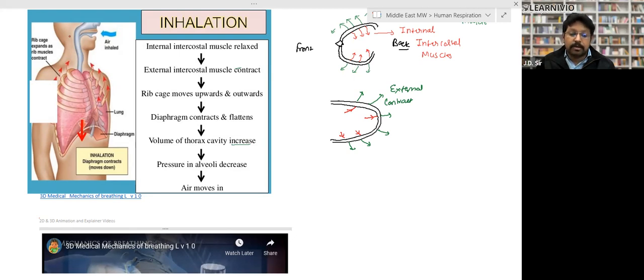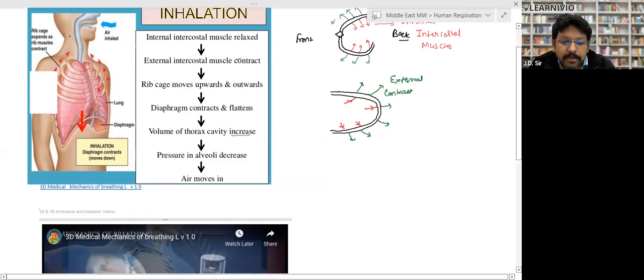Hence, air moves from atmosphere to lungs. Right?